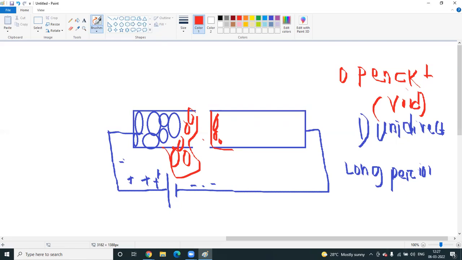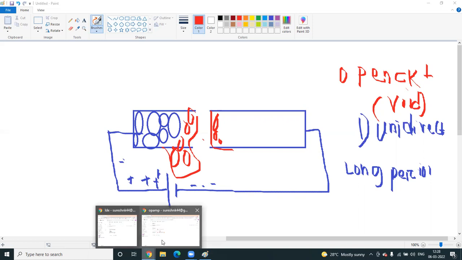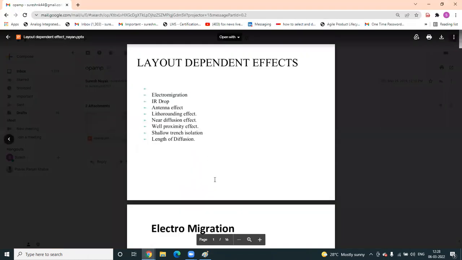Due to this, the chip will not operate, because if a short circuit or open circuit occurs, the chip will be damaged. If even one short circuit occurs, the device will not operate. Understood?